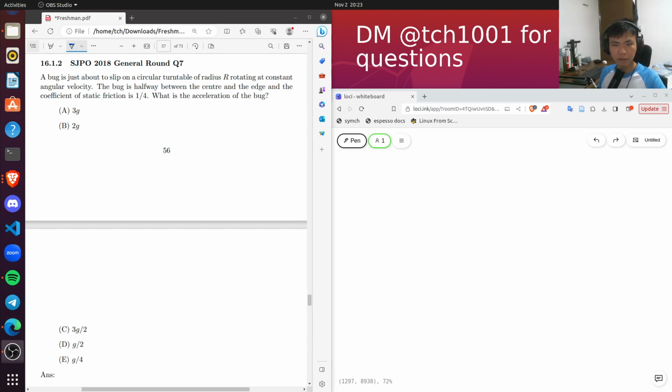Hi everyone, we're here with SJPO 2018 Q7. So we're given that a bug is on a circular turntable of radius r, but it's halfway between the center and the edge. Right? What does that mean?